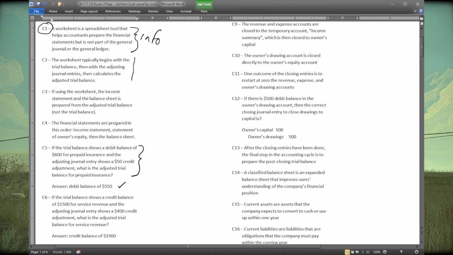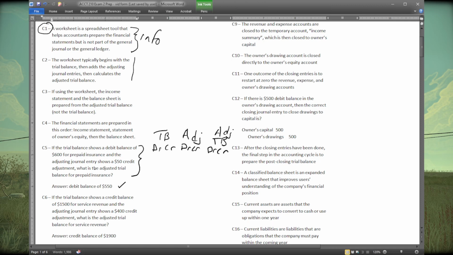So I won't go through and read each of the C-level questions because you'll have plenty of practice on them in the quiz. I will just point out the couple of calculation questions so you understand what's going on here. If the trial balance shows a debit balance of $600 for prepaid insurance and an adjusting journal entry. So remember, we're talking about a worksheet here. So there's a trial balance, there's adjusting entries, and then you end up with the adjusted trial balance. And each of these has a debit and a credit column, if you remember when we looked at this.